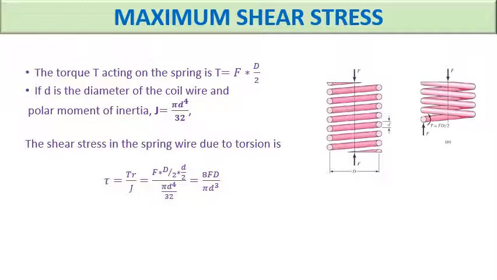The shear stress in the spring wire due to torsion, assuming pure torsion, tau is given by T into R by J. If you plug in the values for T, R and J, we will get the maximum shear stress due to the axial load, given by 8 F D divided by pi d cubed.